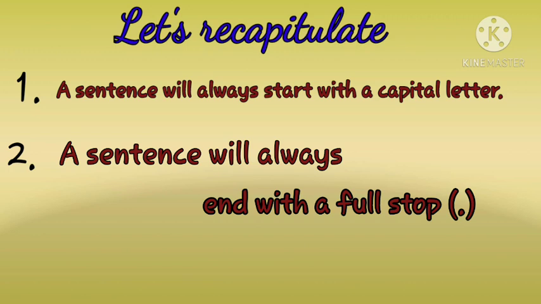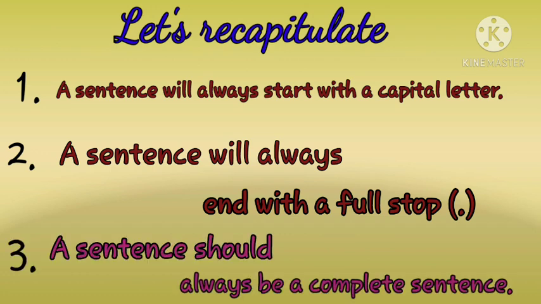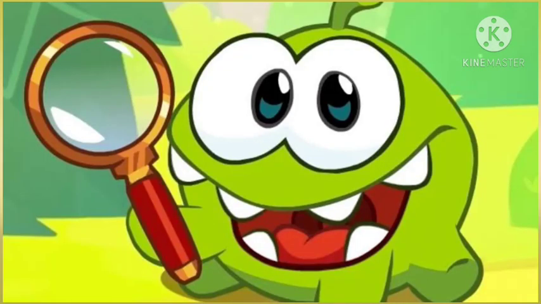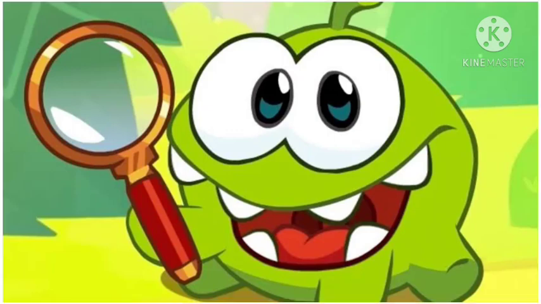So now let's recapitulate today's lesson. Number 1, a sentence will always start with a capital letter. Number 2, a sentence will always end with a full stop. And number 3, while making a sentence, we need to check that the sentence expresses the feeling completely. It shouldn't be an incomplete sentence. Now, I hope you have understood it and you can make proper sentences. At least you can try.